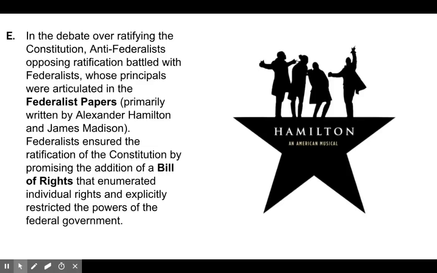In the debate over ratifying the Constitution, Anti-Federalists opposed ratification. They battled with Federalists, whose principles are articulated in something known as the Federalist Papers, primarily written by Hamilton and Madison. The Federalists wanted to ratify the Constitution by promising the addition of a Bill of Rights that enumerated individual rights and explicitly restricted the powers of the federal government.